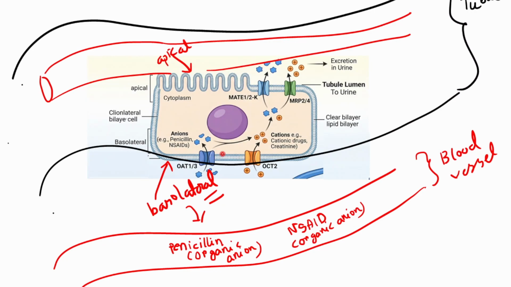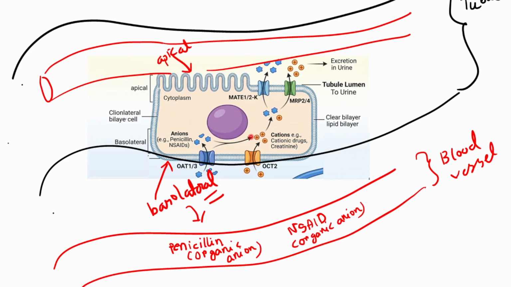If we talk about the anions, they are handled by OAT1 and OAT3 transporters. They actively take up organic anions like penicillin and NSAID drugs from blood into the cell. So this penicillin will get inside the cell with the help of OAT1 and 3 transporters. And the organic cation transporters will do the same for cationic drugs and creatinine, as it is also positively charged.